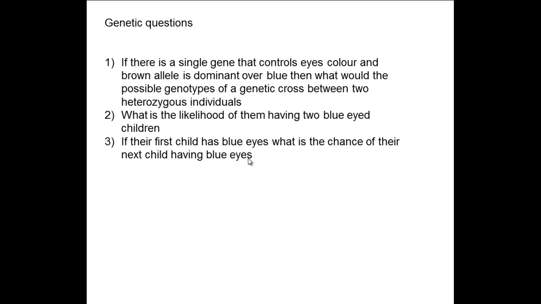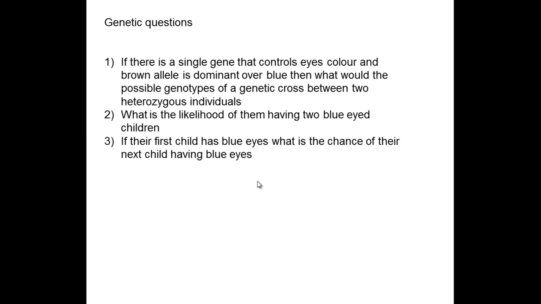This is different to the second part, because the second part is asking what's the likelihood of them having two children in a row with blue eyes. The third part is simply asking, does the previous child have any bearing on any future children? And the answer to that is no. Regardless of the genotype of the previous child, it doesn't influence the chance of the second child.